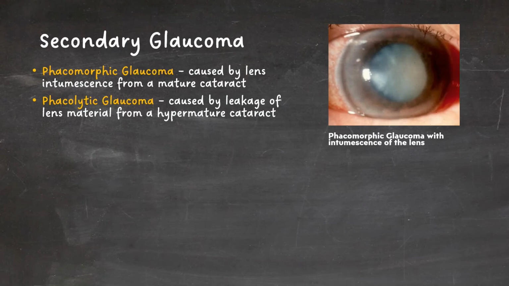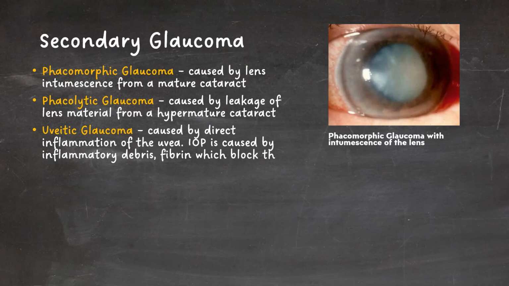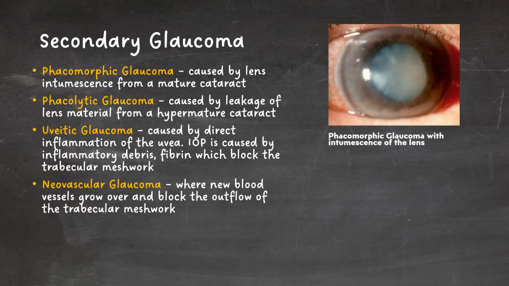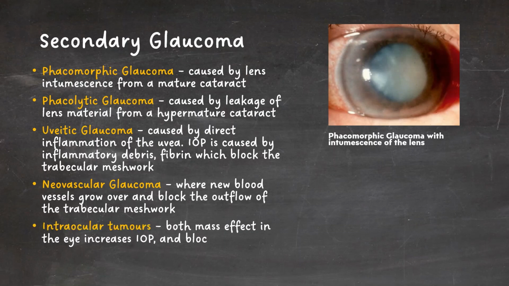to reverse the glaucoma. Other causes of secondary glaucoma include uveitic, caused by direct inflammation to the uvea, and neovascular, caused where new blood vessels grow over the trabecular meshwork. This is present in diabetic retinopathy, age-related macular degeneration, or other neovascular conditions. Glaucoma secondary to intraocular tumors, of course, this is self-explanatory.